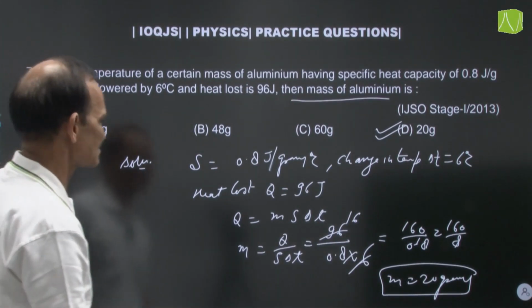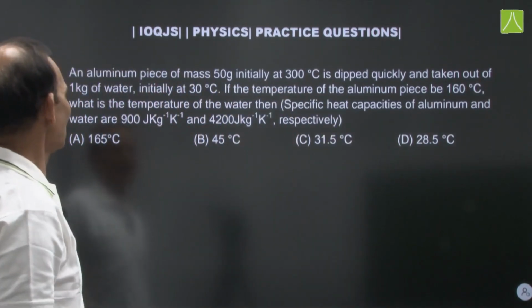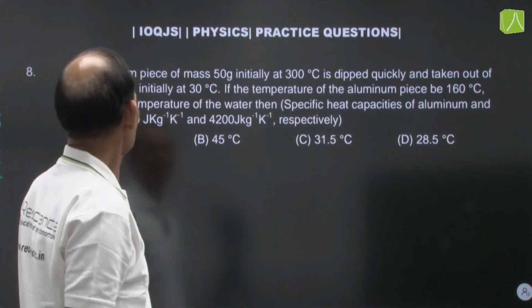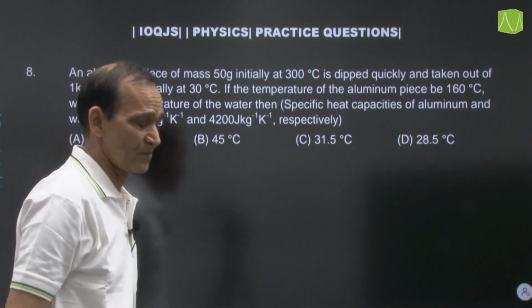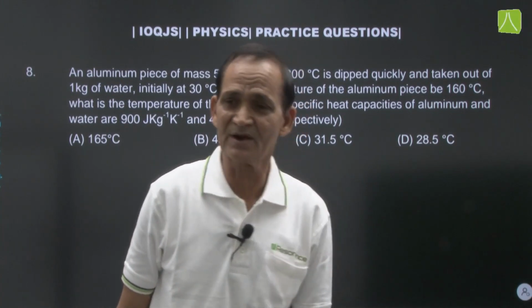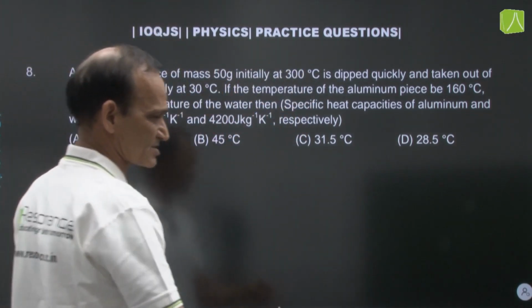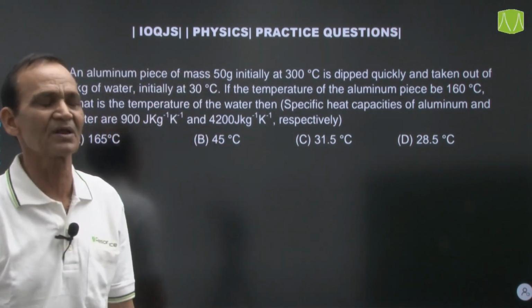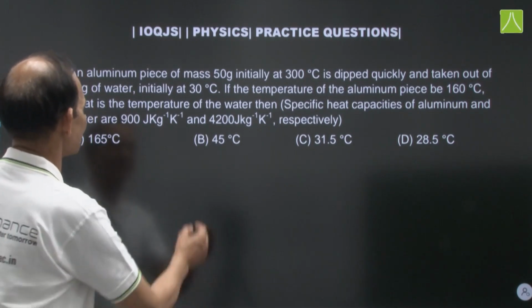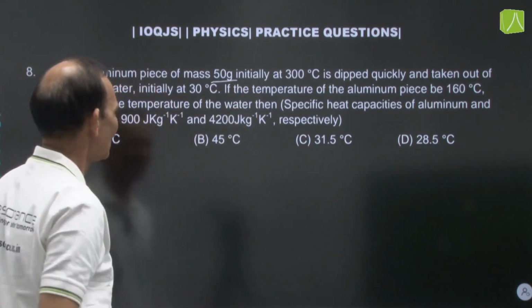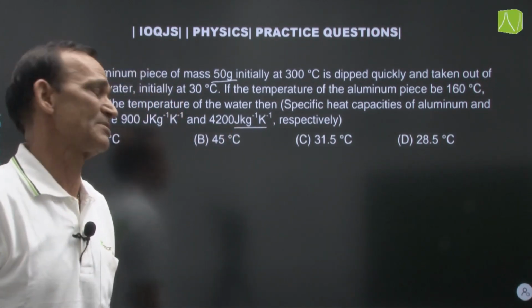Now the next question is the 8th. An aluminium piece of mass 50 gram initially at. First of all, remember when you are solving a question, use only one system, either CGS or SI. The chances of mistakes are higher here. For example, if one quantity is given in gram but another is given in kilogram in SI, the chances of mistakes are very high.